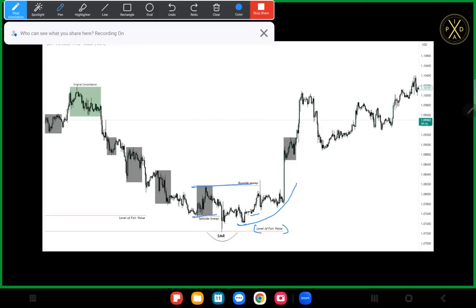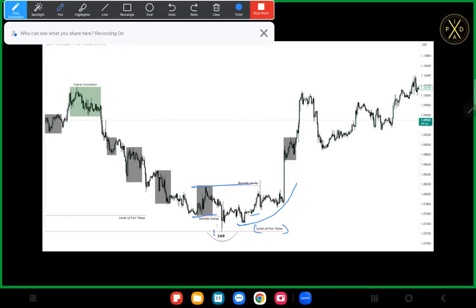This makes this a dealing range. Now, I have to admit that this isn't an A plus dealing range, but it does fit that description. If I were to grade this dealing range, it would be a C setup, but that's okay because it still plays out and it fits that logic.